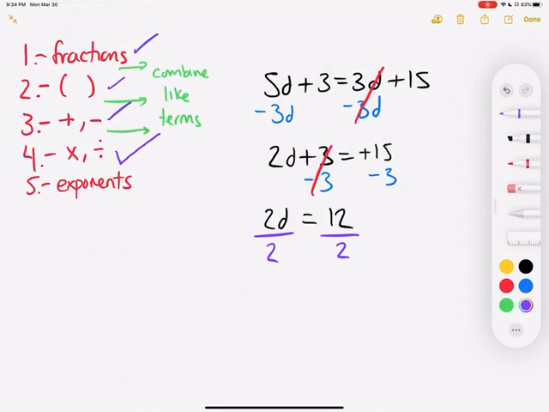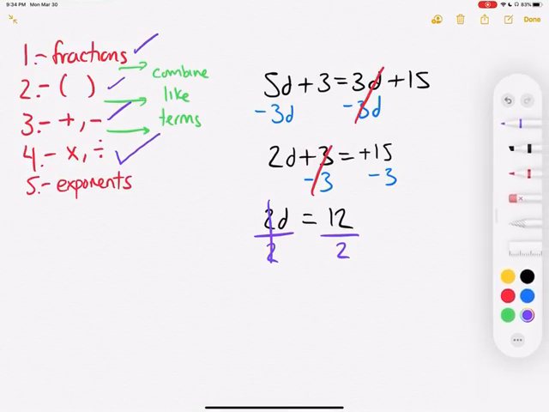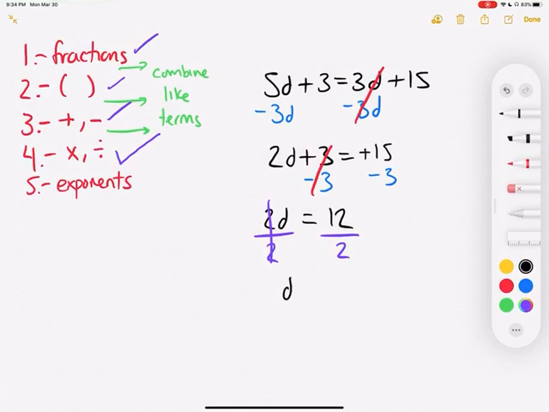So at this point, those 2's cancel out through division. 2 divided by 2 is 1. They cancel out through division. The only thing that I have left on the left side is d equals, and then I can do the division, 12 divided by 2, which is going to be 6. So it looks like this is going to be my solution for this equation.